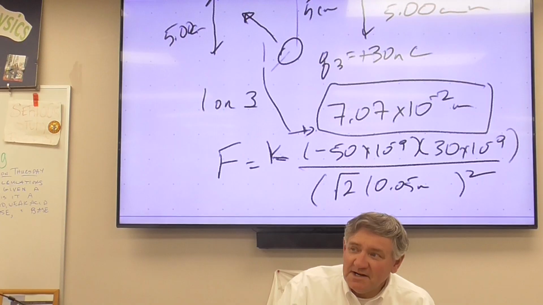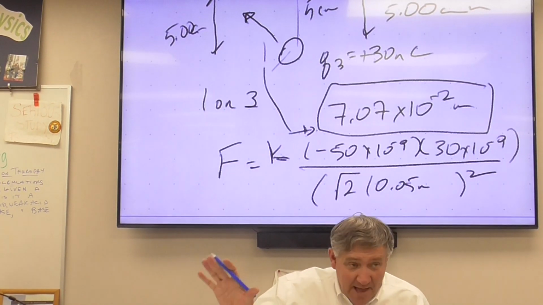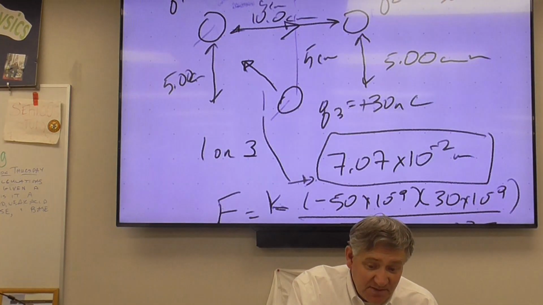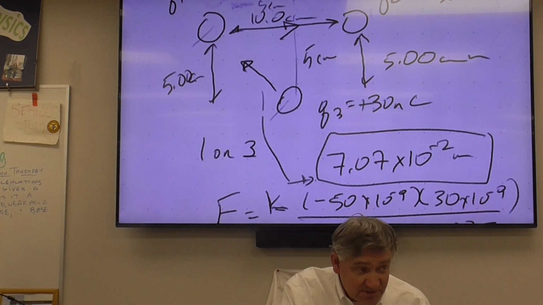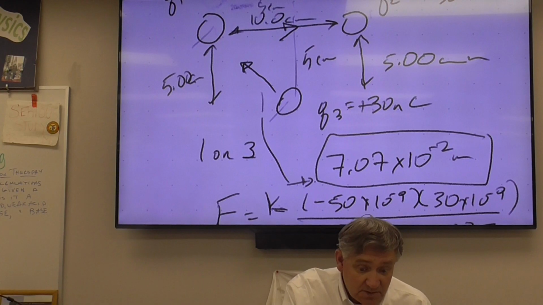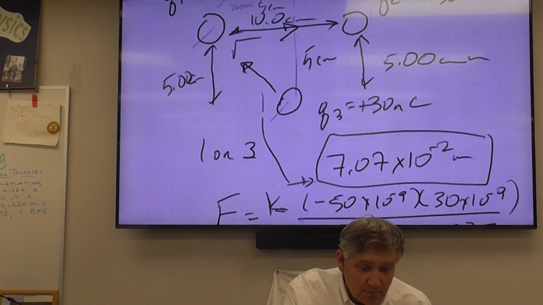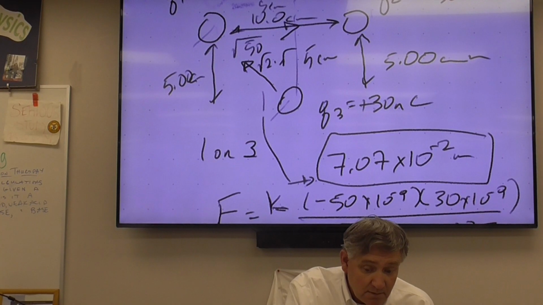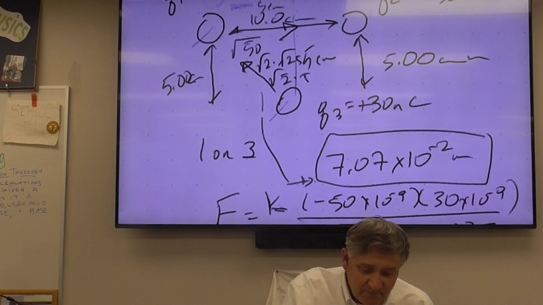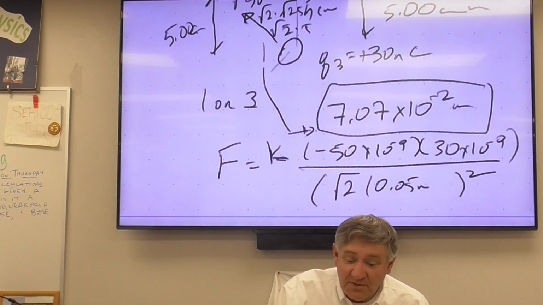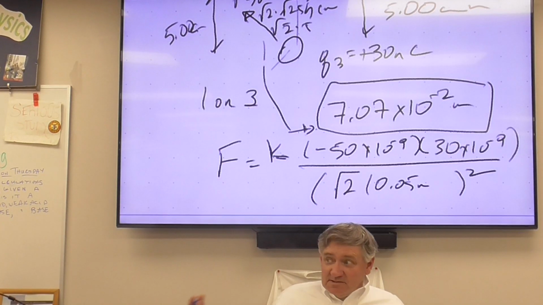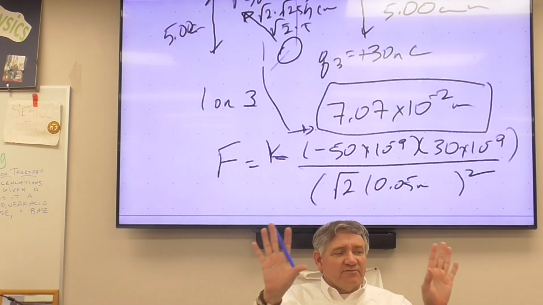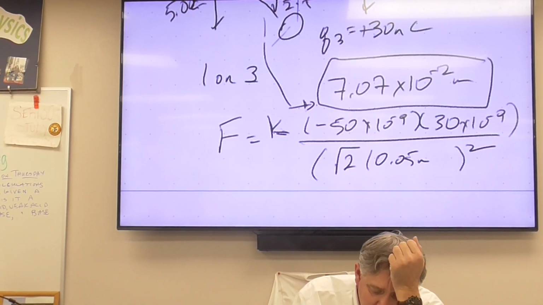So if you wanted to get fancy mathematically, this is going to be the square root of 5 squared plus 5 squared, so the square root of 50, which you can write as the square root of 2 times the square root of 25, which you could write as the square root of 2 times 5, right? But then you're going to square it because it's over d squared. So regardless of how you want to think about it, what do you get for the value of that force?